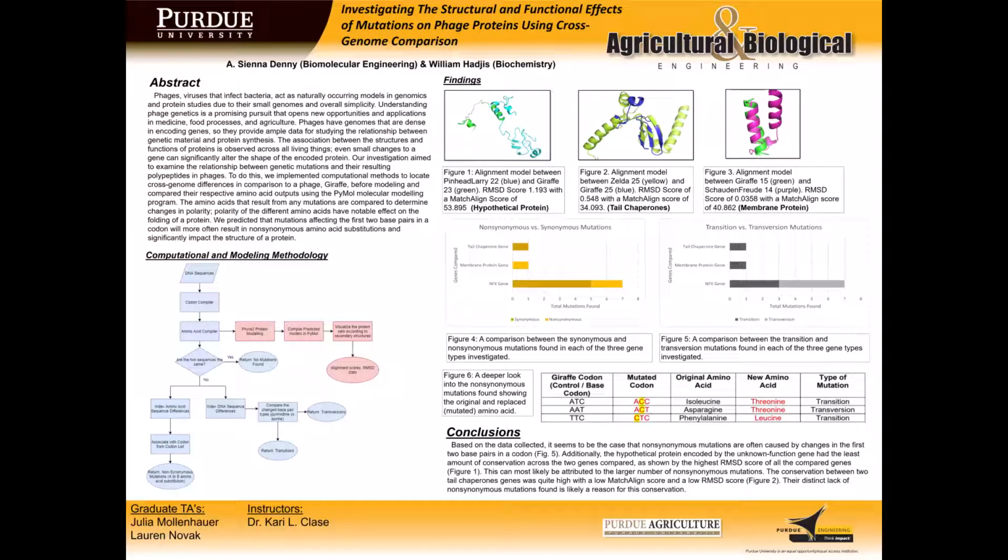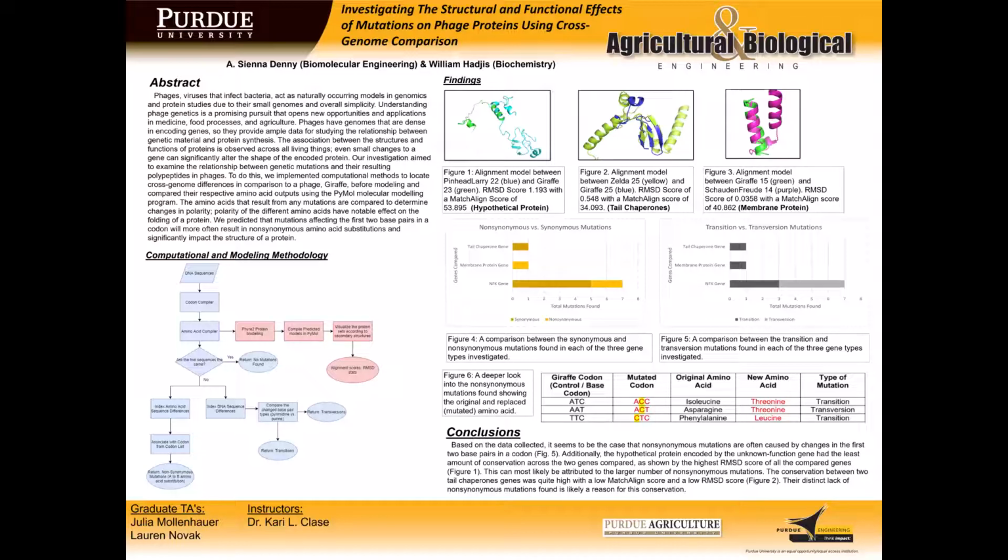Our data generally matched what we expected. Based on the data collected, it seems to be the case that non-synonymous mutations are often caused by changes in the first two base pairs in a codon, as seen in Figure 5. Additionally, the hypothetical protein encoded by the unknown function gene had the least amount of conservation across the two genes compared, as shown by the highest RMSD score of all the compared genes. This can most likely be attributed to the larger number of non-synonymous mutations.